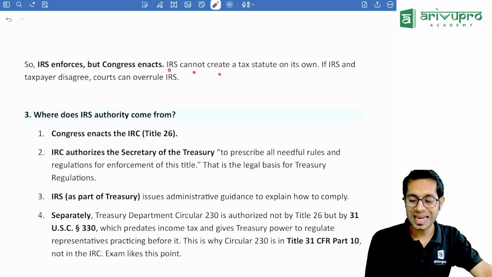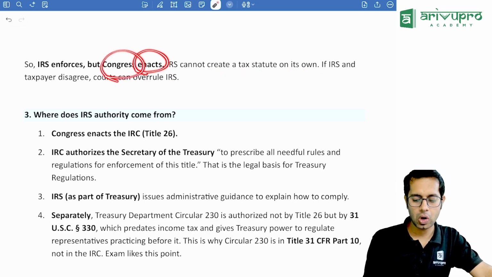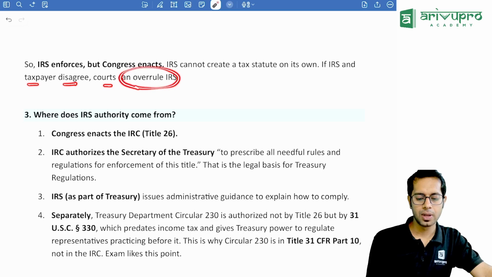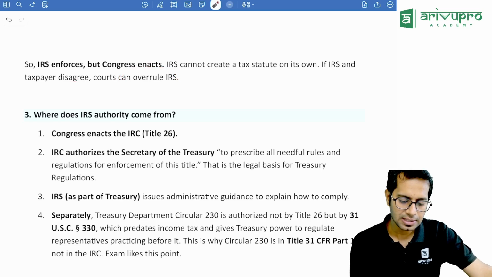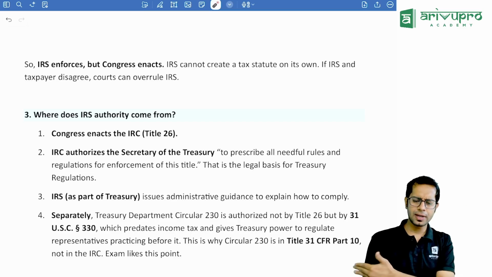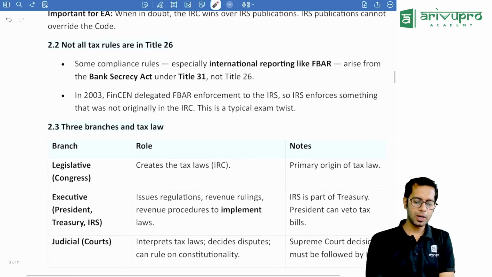IRS cannot create a tax statute on its own. They cannot make any law by their own. Who will make the law? Congress will make the law. If IRS and taxpayer disagree, courts can overrule the IRS. If there is a dispute between IRS and the taxpayer, then who will take the decision? Court will take the decision. That is what we understand by this point number 2.